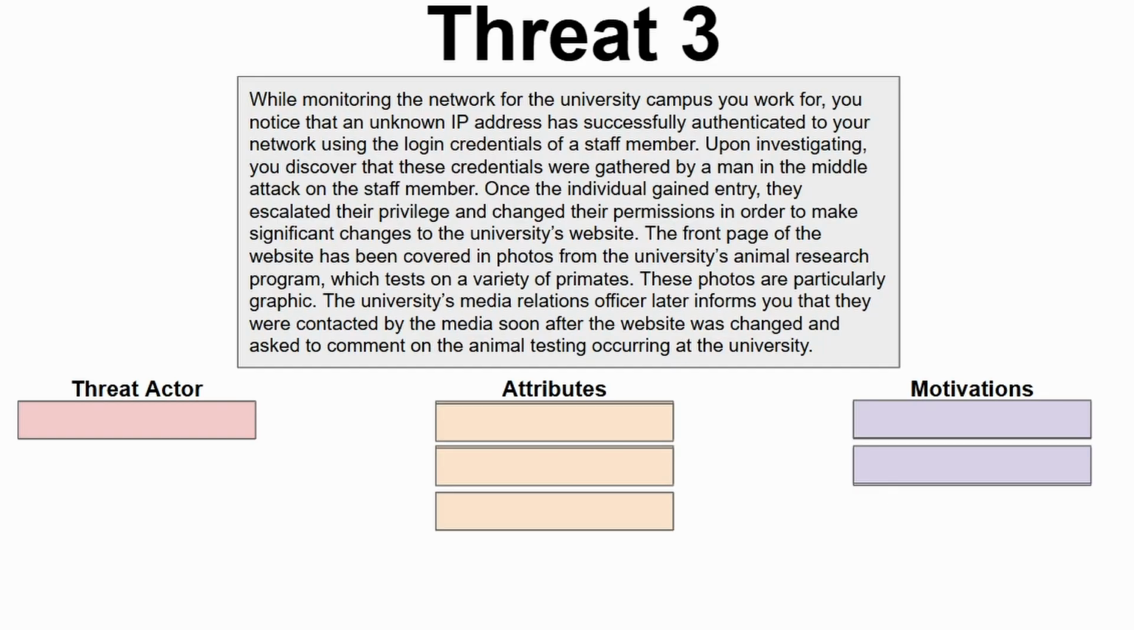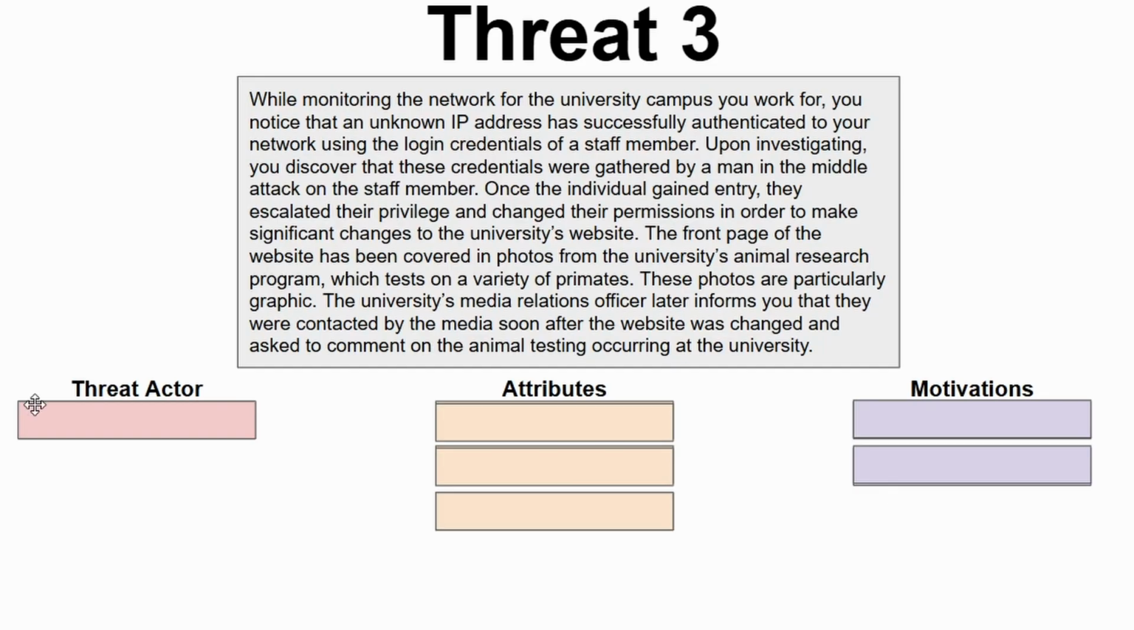Once the individual gained entry, they escalated their privilege and changed their permissions in order to make significant changes to the university's website. The front page of the website has been covered in photos from the university's animal research program, which tests on a variety of primates. These photos are particularly graphic. The university's media relations officer later informs you that they were contacted by the media soon after the website was changed and asked to comment on the animal testing occurring at the university.